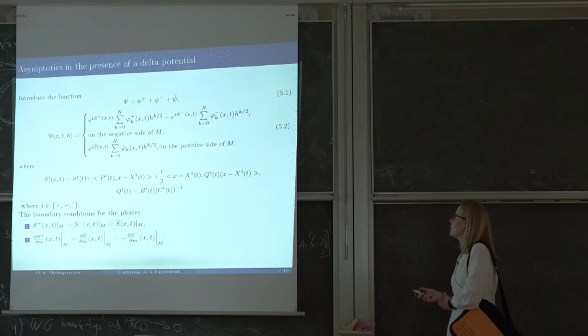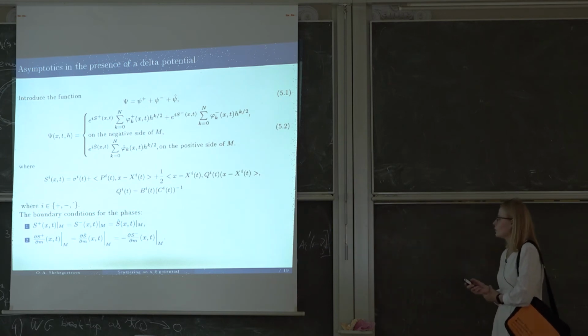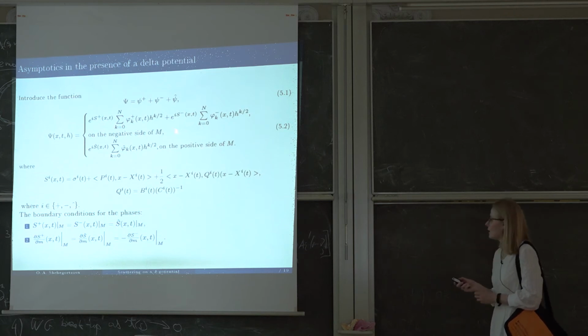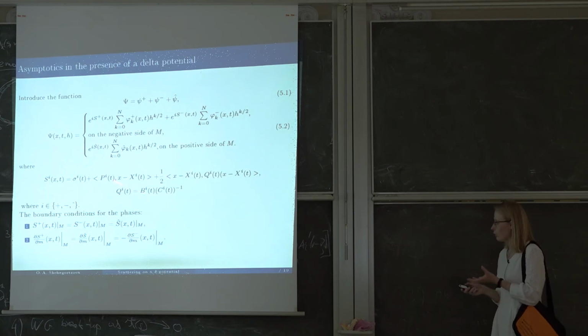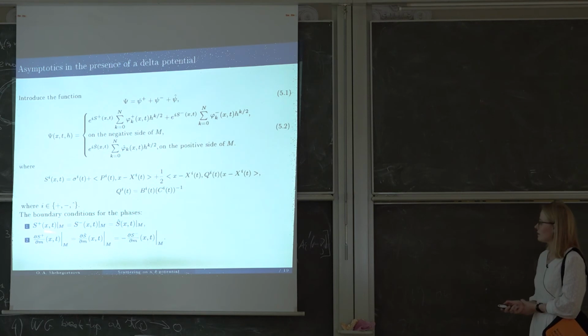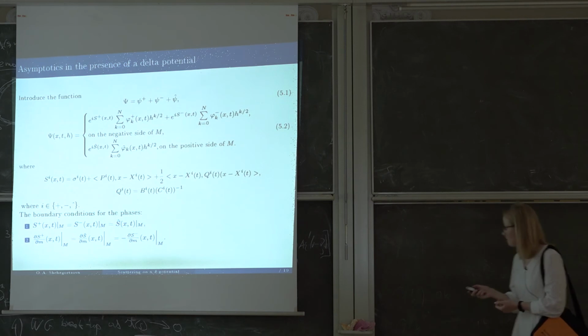And as you remember, we need to satisfy boundary conditions on the surface M. If we put this function into our boundary conditions, we will have the following conditions for the phases. This is the continuity of phases on the surface M, and we can see that the normal derivative for the reflected wave changes its sign.